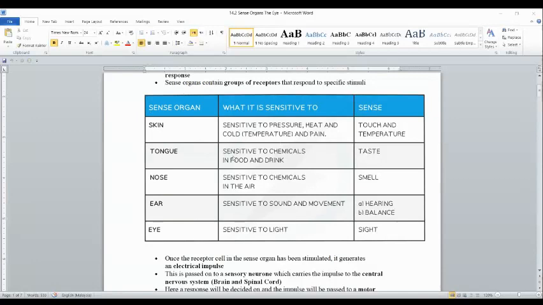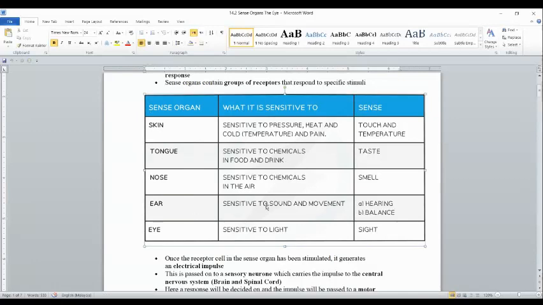And what is the tongue sensitive to? Any kind of chemicals in the food and drinks, because food and drinks are chemical molecules, so they break them apart and they bind to special cells and receptors inside your tongue, you can sense it, you get the stimulus, and you know what it actually is. The nose is sensitive to chemicals in the air, because a smell is made of lots of chemical molecules in the air, so our nose is able to detect them.